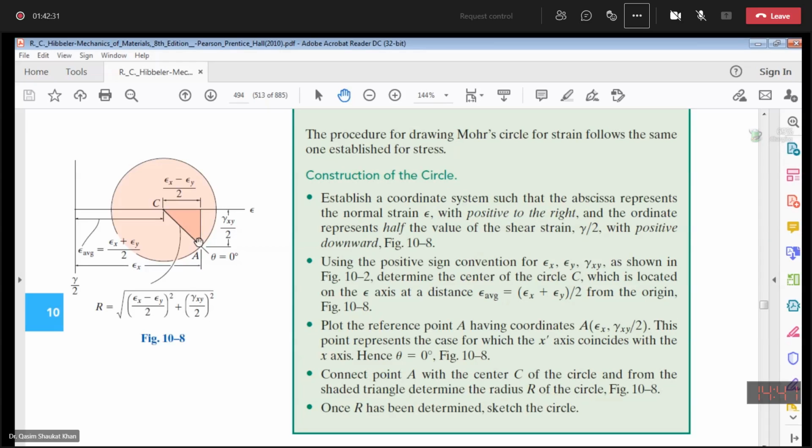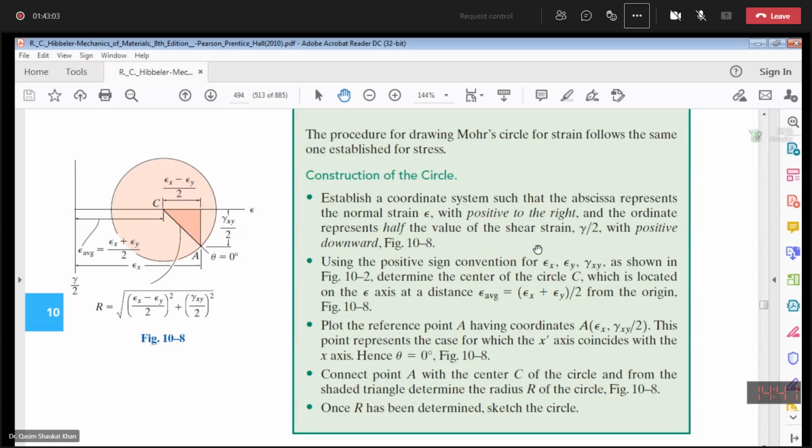So connect the point A with the center C of the Mohr circle, and from the shaded triangle, get the radius of the circle R. Once you have the radius, you can place your compass at the center point C, open it up equal to the radius, and plot this circle. So once R has been determined, sketch the Mohr circle.